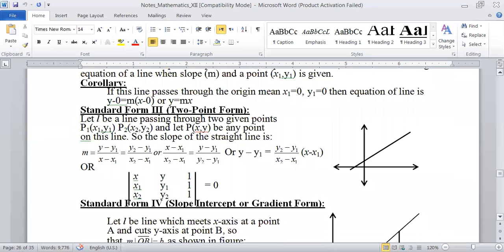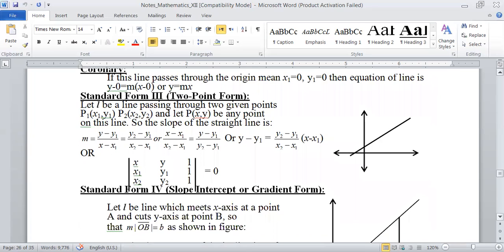Standard form 3, two-point form. Let L be a line passing through two given points P1 of x1, y1 and P2 of x2, y2, and let P of xy be any point on the line L. एक लाइन L है डियर कैडेट्स जो P1 और P2 से गुजर रही है और P of xy कोई पॉइंट है जो उसके ऊपर हमने चूज किया है.